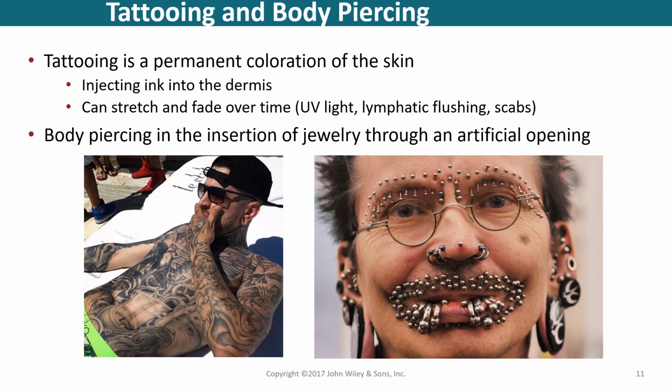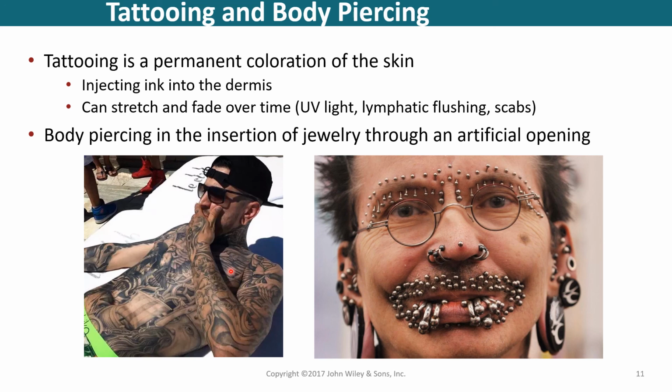Basically, tattoos, it's permanent coloration of the skin. What they do is they inject ink into the dermis. They make lots of injections, up to, I think it's 300 times per second. But that dermis, remember, is permanent. It's not shedding off like the epidermis. So that tattoo is going to stay there primarily for a lifetime. It can fade over time. UV light can start to make it fade. Lymphatic flushing or scabs, if you have an injury that goes down into the dermis, that can remove part of that tattoo.